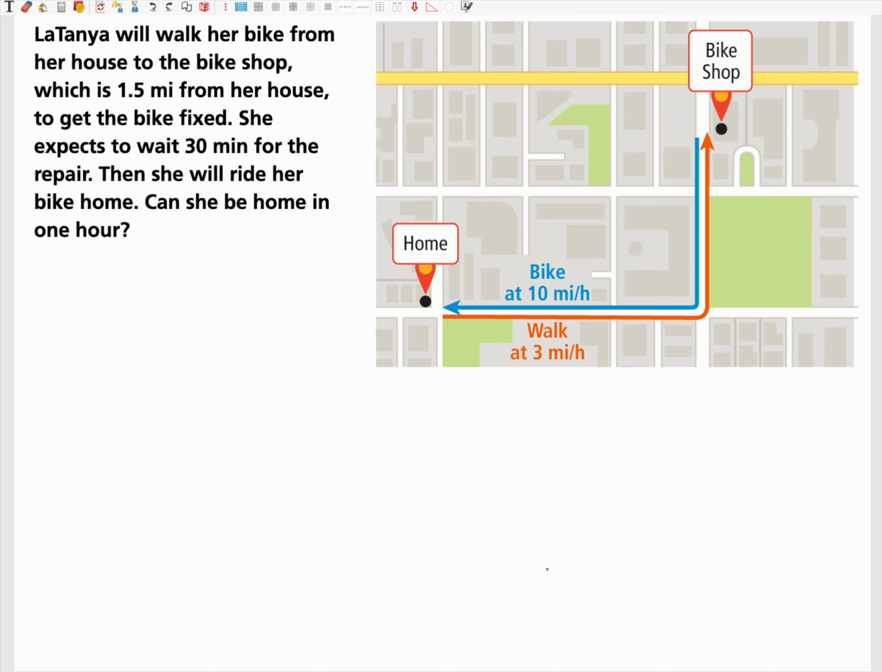Latanya will walk her bike from her house to the bike shop, which is 1.5 miles from her house.